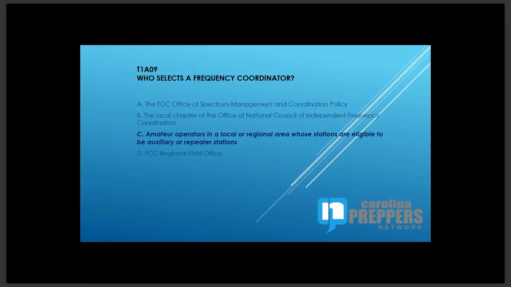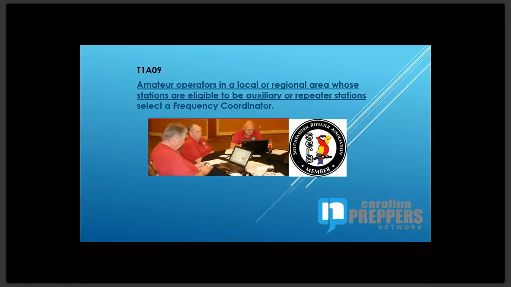So long story short, who selects the frequency coordinator? Amateur operators in local or regional areas whose stations are eligible to be repeater stations. So again, this is the Southeastern Repeater Association. And these guys right here, I know two of these guys happen to be repeater coordinators. They happen to own repeaters in the area. Two of them do. One of them, I don't know where he's from.